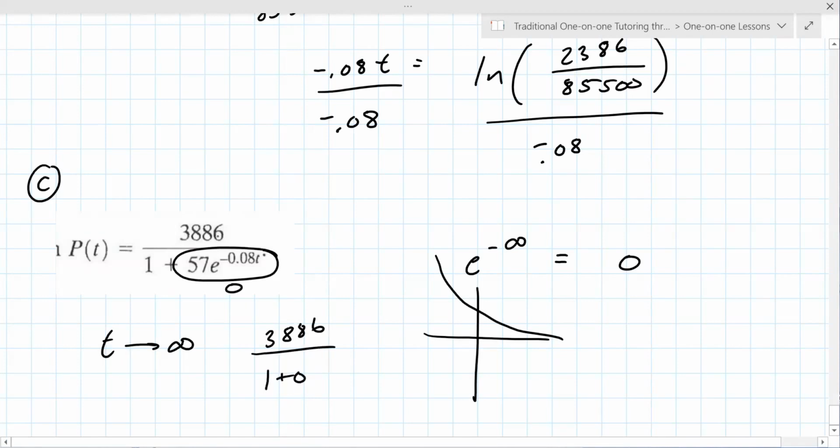So when it asks, what is the significance of this number? This is what's called the carrying capacity, or it's like the number that it will eventually reach. Oh, okay.